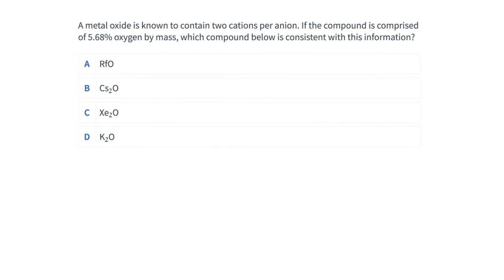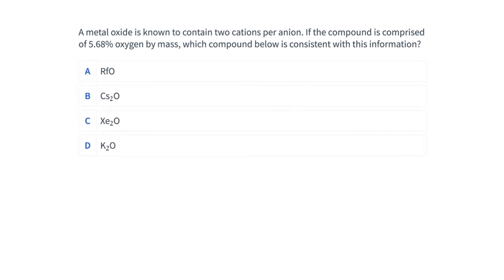So a metal oxide is known to contain 2 cations per anion. So we have some metal, and the oxide is the anion. So 2 metals per anion. If the compound is comprised of 5.68% oxygen by mass, which compound below is consistent with this information?